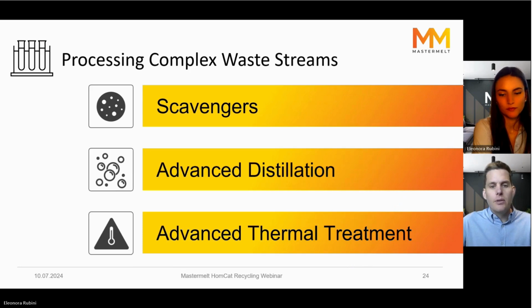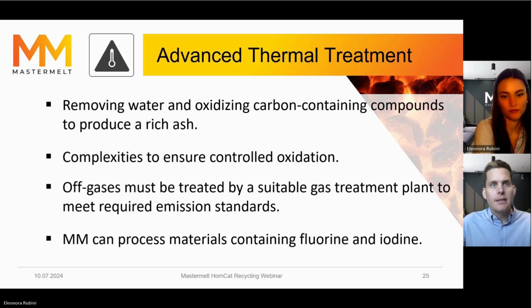And the last one we need to talk about is advanced thermal pretreatment. This is typically the way you would process a heterogeneous catalyst, by removing the water and oxidizing the carbon-containing compounds, which produces a fine, rich ash. We can do the same here, we found, with some homogeneous waste, not all. Often we need to make some additional additions to the material matrix to control the way it burns, to ensure that we control the oxidization.